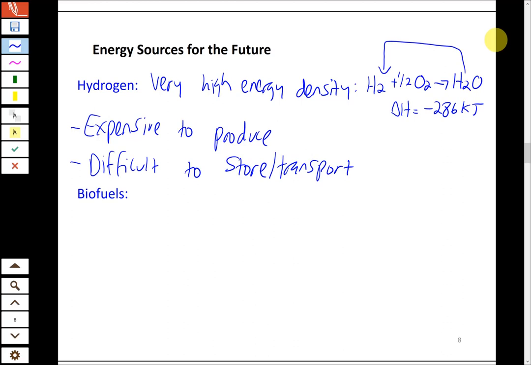Another concept that's being developed a lot is called biofuels. These are fuels that are generated from plant matter or produced by microorganisms.